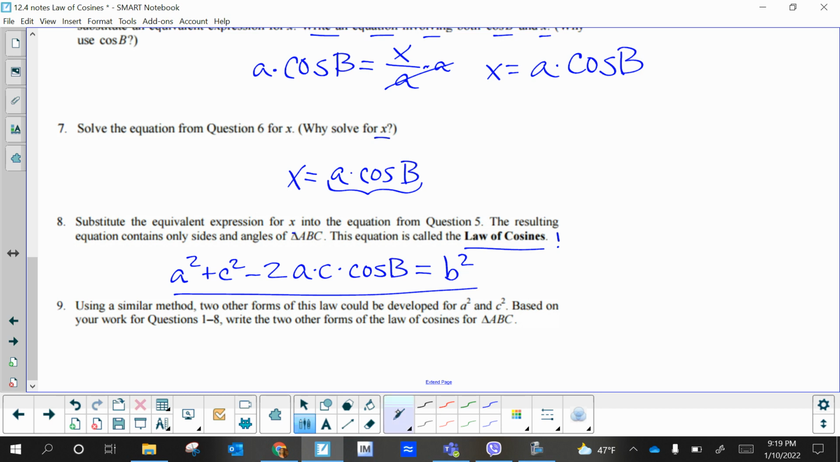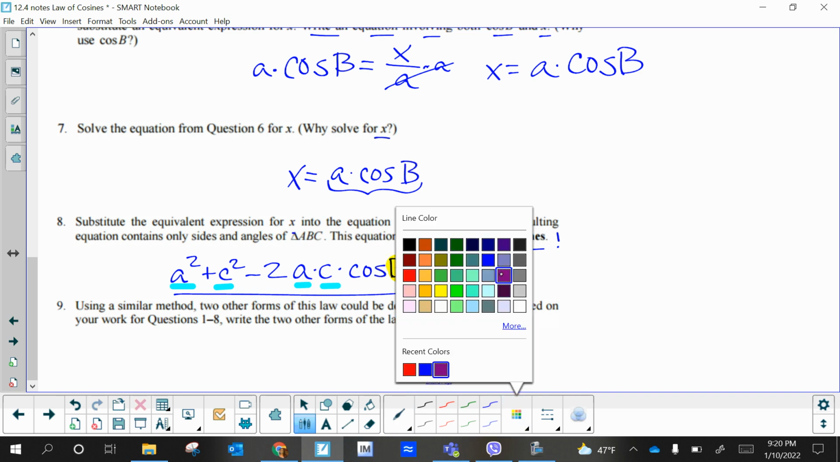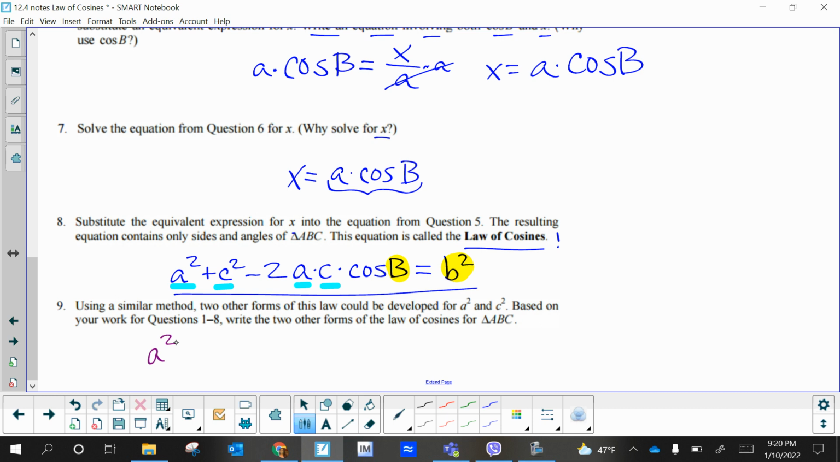One thing I want you to notice, I'm going to highlight these things. Whenever we're solving for b squared, notice this is cosine of b, and then these letters are a, c, a, and c. So they're the opposites. So the way you want to write the other ones out, let me get a different color. If we were doing a squared equals, well, the other letters would be the b and the c. So we would write b squared plus c squared minus 2bc times the cosine of whatever this letter is, and that would be capital A.